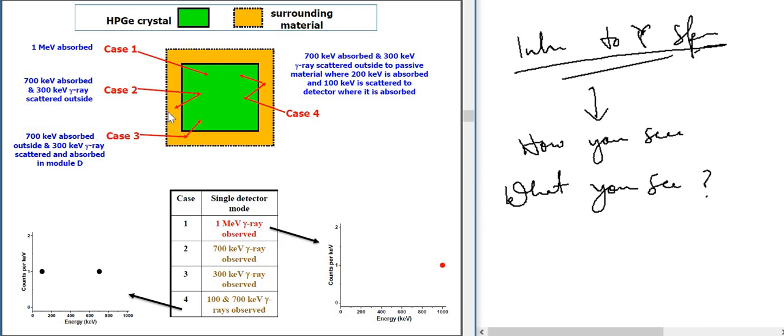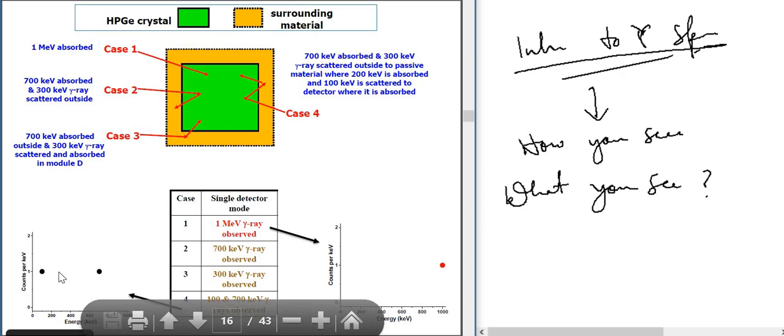Next, case 3, 700 keV is absorbed. Here the gamma ray doesn't enter the detector but scatters outside, and as a result of the interaction, the Compton scattered gamma ray of 300 keV exits this outside material, enters our detector and is absorbed. So how much will you observe? We will observe just what is absorbed by the detector. We don't know what is outside. Whatever the detector absorbs, we will observe. So we observe the 300 keV gamma ray.